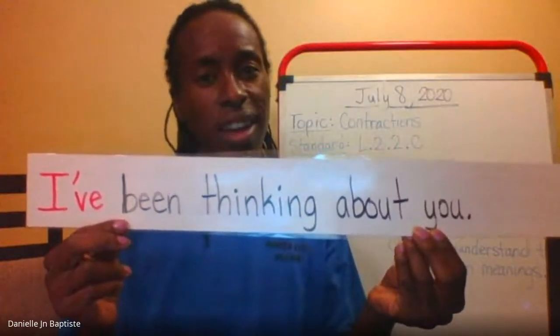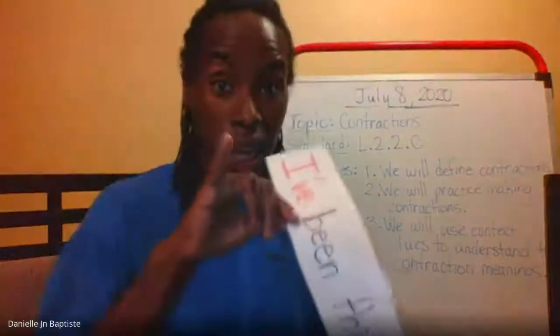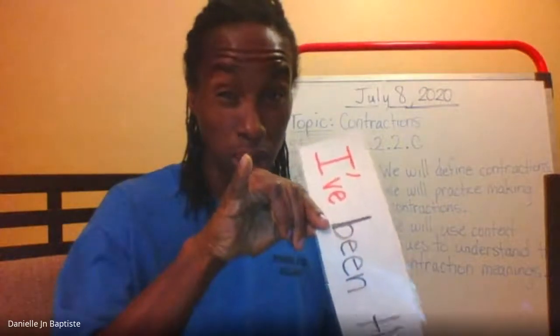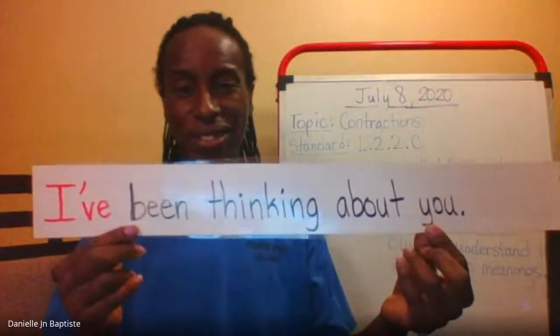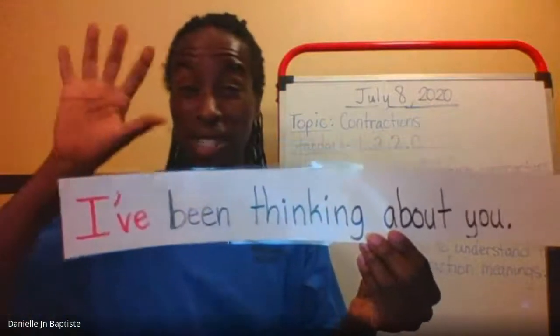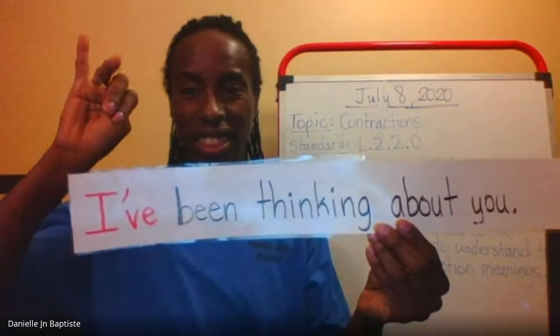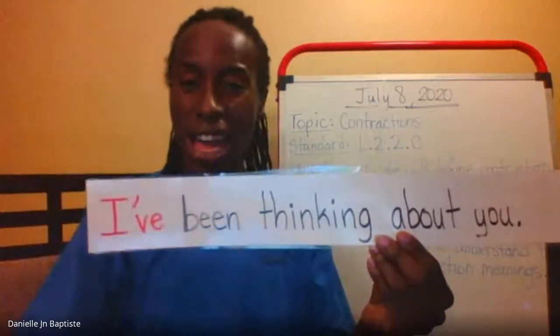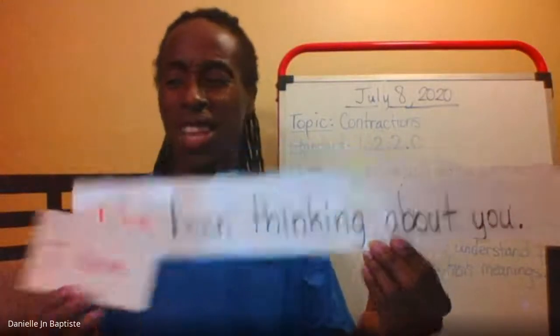The next sentence is, I've been thinking about you, and I have been. And let me just throw in that I hope that you had a wonderful 4th of July and that you didn't use fireworks without an adult being there. I've been thinking about you. Now, what does I've mean? You have 5 seconds. I've means I have. Way to go, kiddos. Way to go.